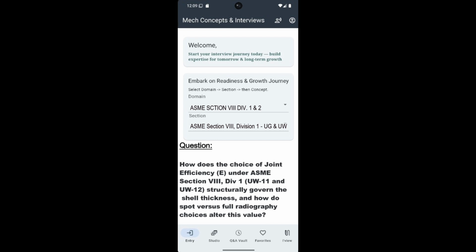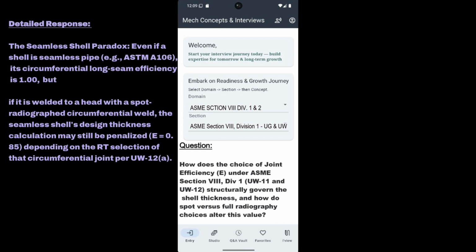Let's test that logic against a real-world field scenario. Let's say your procurement team is trying to be clever. They order a fully seamless pipe to use as the main cylindrical shell of the vessel. Oh, I see where this is going. Yeah.